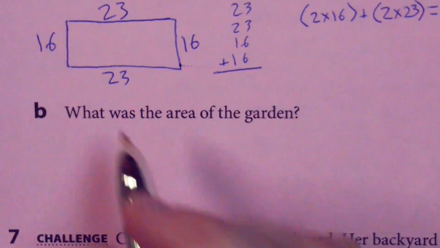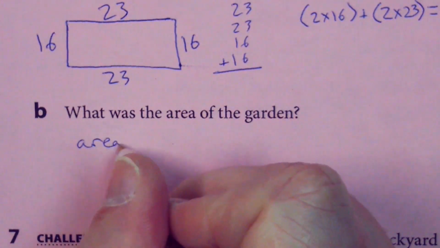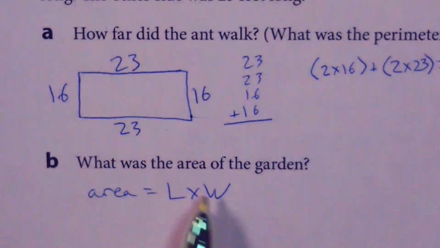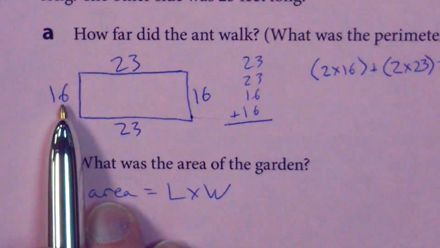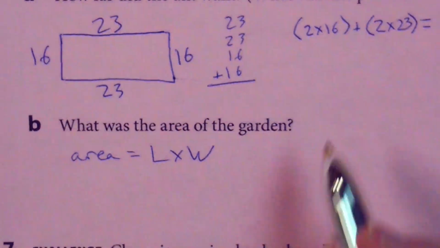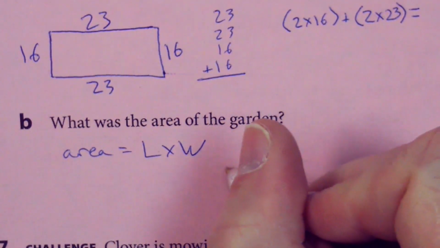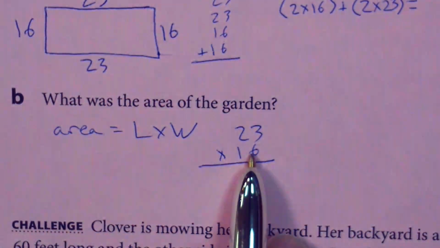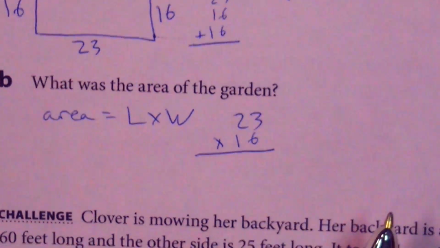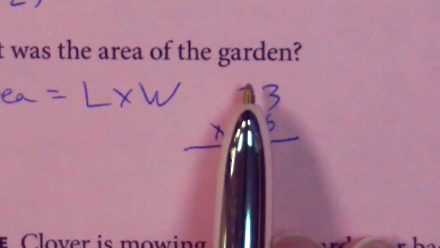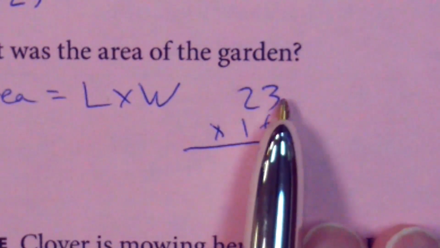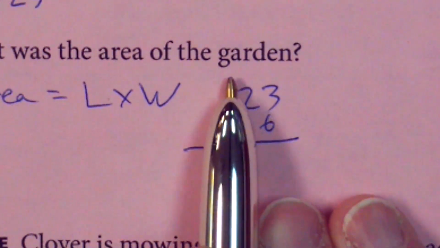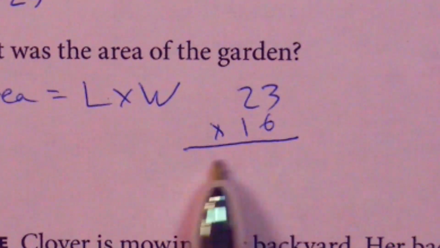But then it wants to know the area of the garden, and we know area is length times width. What's the length? 16. What's the width? 23. So you're going to take 16 times 23. Make sure as you're doing this, if you do standard algorithm, which I recommend, it's good practice, that you start with your 6. 6 times 3. Carry if you need to. 6 times 2. And then add whatever you carried. That'll be your first line.